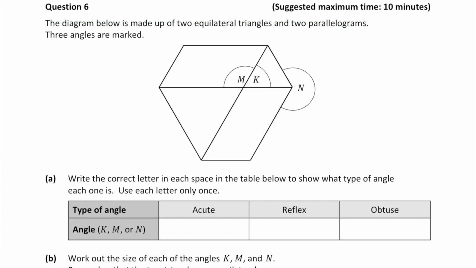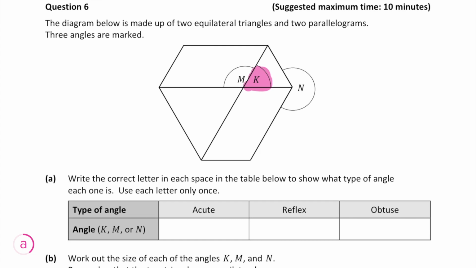Okay, so here's the question we're looking at today, which is worth 30 marks. We're given this weird shape, which is made up of 2 equilateral triangles and 2 parallelograms. We're also given 3 labelled angles on this shape, and in part A, we have to say which type of angle each of these is.